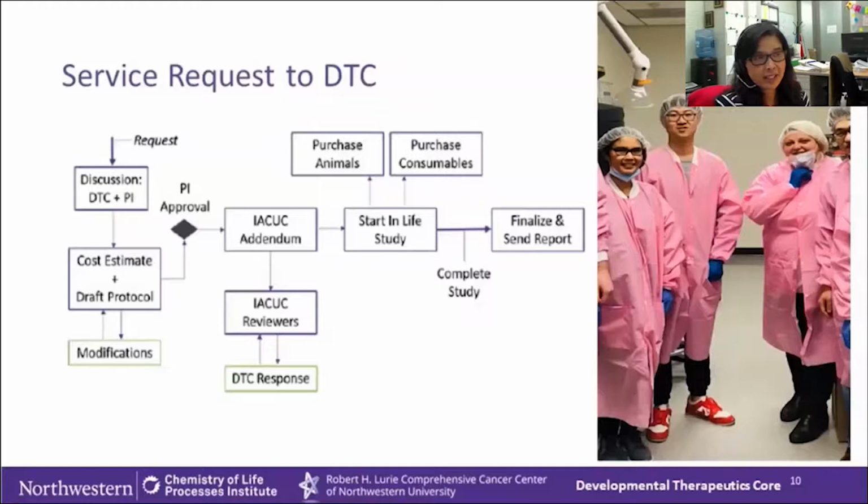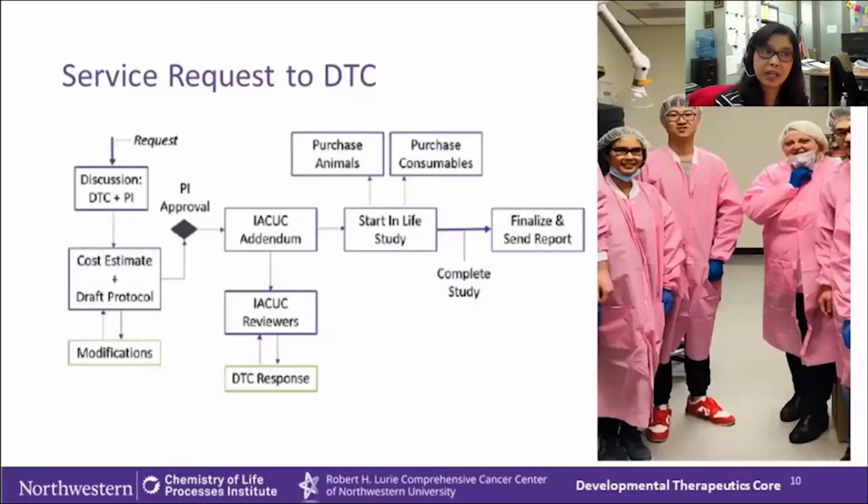Once we finalize that, we have a lot of IACUC blanket protocols that we could add an addendum to, so the PI doesn't need to write their own IACUC protocol. We submit the addendum, and then the IACUC reviewers will review it and usually come back with questions. After 2-3 weeks, we get an approval. And once the approval is received, we can start an in-life study.